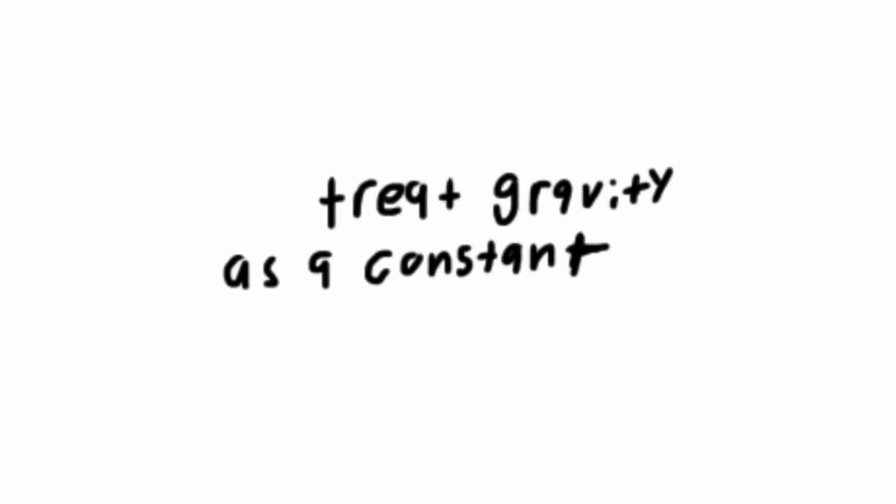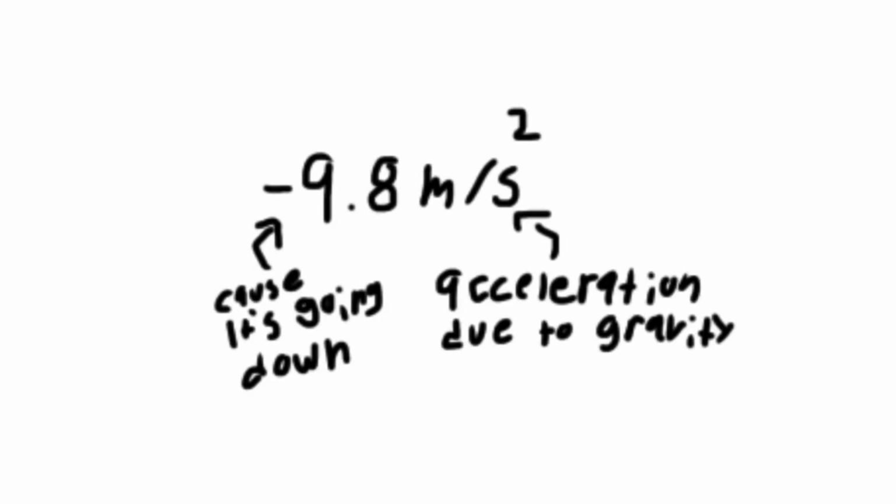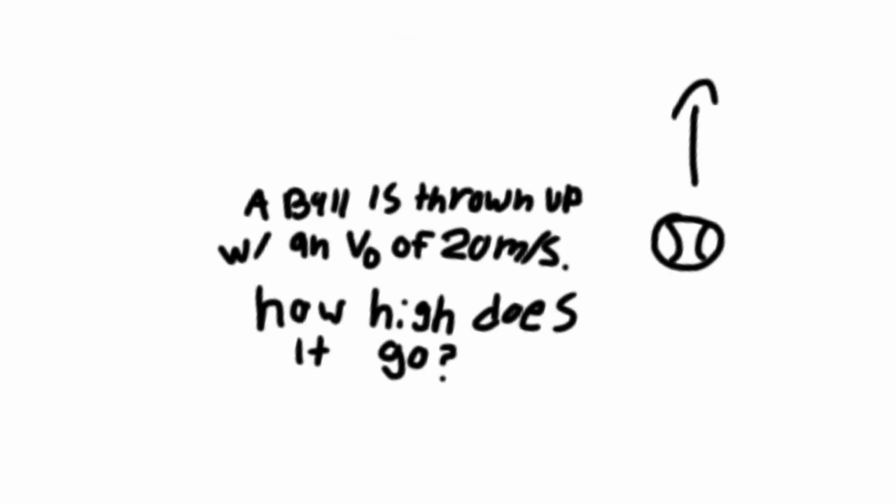Now in these, when you're given a free fall problem, we treat gravity as a constant. And we always use 9.8 meters per second squared as acceleration due to gravity. And we add the negative sign because it's going down. So let's do one free fall problem. So a ball is thrown up with an initial velocity of 20 meters per second. How high does it go?